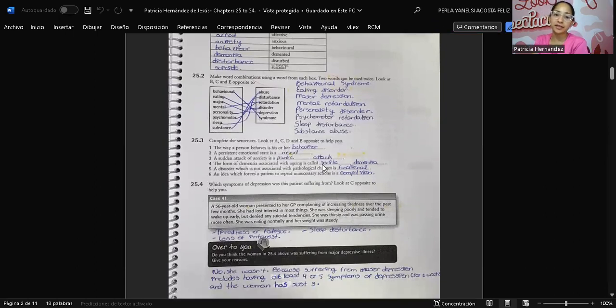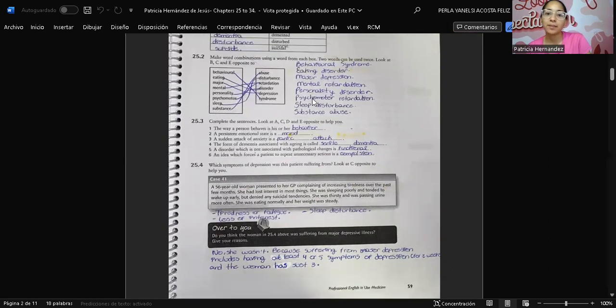Okay, 25.2. Make word combinations using a word from each box. Two words can be used twice. Look at B, C, and E opposite to help you. Okay, behavioral syndrome, eating disorder, major depression, mental retardation, personality disorder, psychomotor retardation, sleep disturbance, substance abuse.